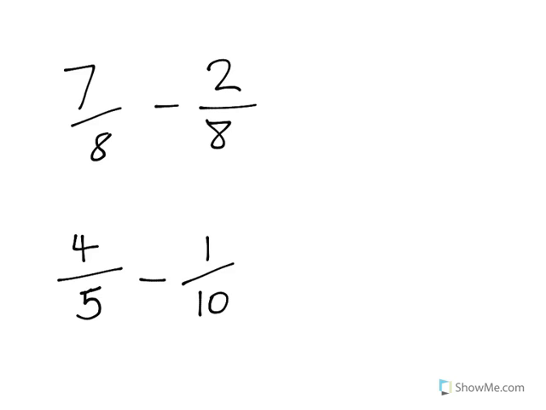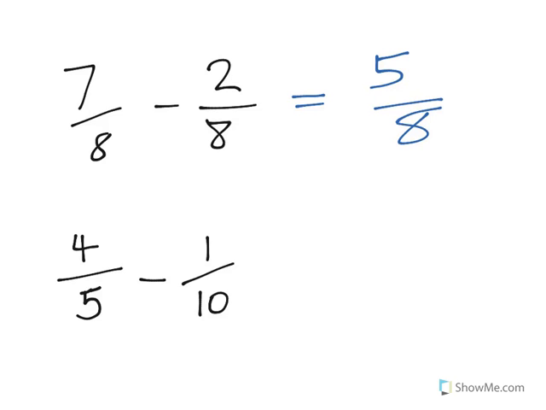You should be familiar with the fact that you only affect the numerator, the top number, when you're adding or subtracting. So these ones are quite easy to do. You've got 7/8 subtract 2/8. You just need to take 2 away from 7, and that leaves you with the answer of 5/8. You should know that already.